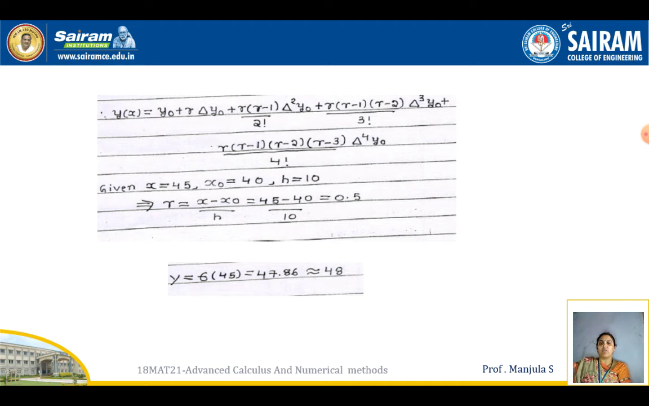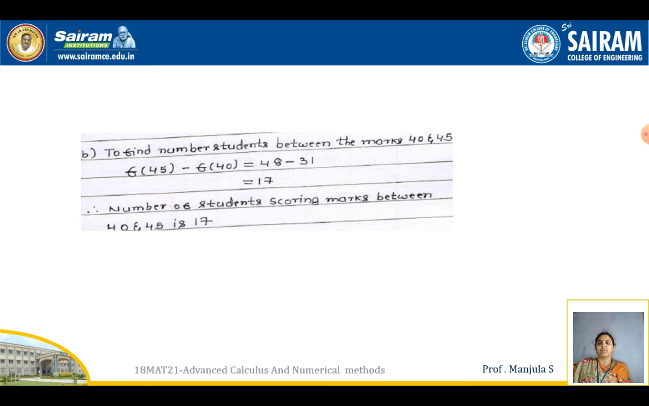Once you get the value of r and also the table values, all these values you just substitute in that formula. On simplification we get f of 45 is 47.86, because f of 45 is nothing but the number of students. We can't represent that as a decimal. We can convert it to a whole number, meaning 48 students scored less than 45 marks. Similarly, now we'll find the second one. To find the number of students between the marks 40 and 45, we calculate f of 45 in the first case.